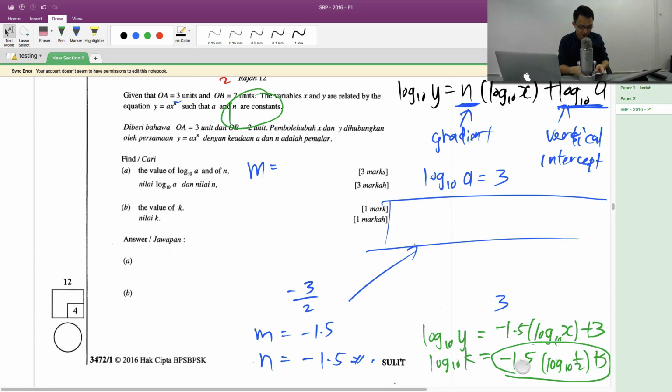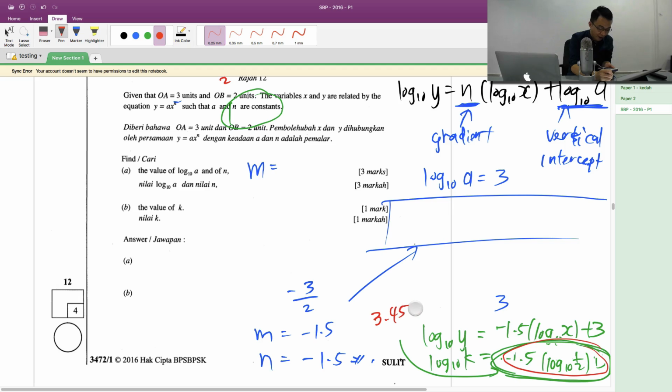I will press negative 1.5 multiply log half and then plus 3. So that means the result for the whole thing here is 3.4515. Alright, so after we got this one, we can get k easily, right?